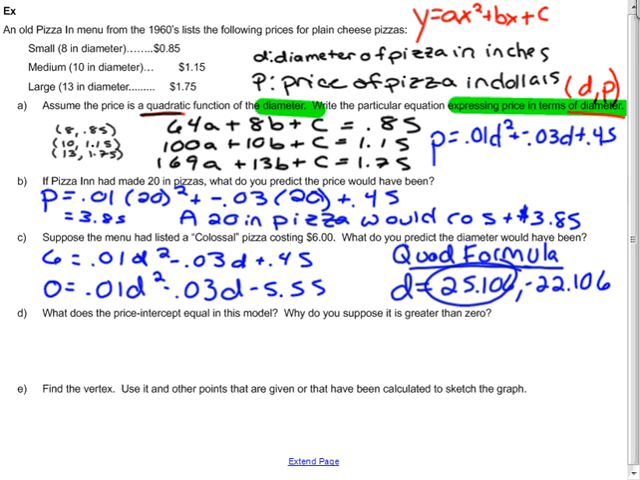So my equation, so my price-intercept, D's are 0, that's 0, that's 0, it's 0.45. So that means even if I don't make a pizza, it's going to cost me 45 cents. Now, this is the interpret part. Why? Why does that happen?